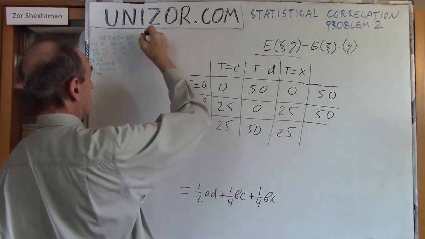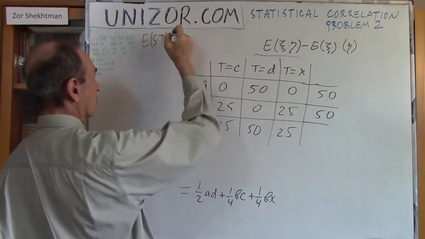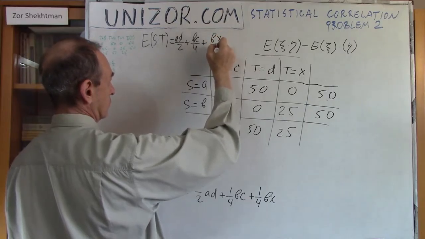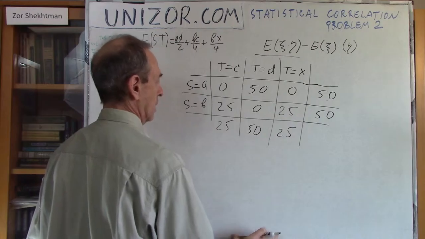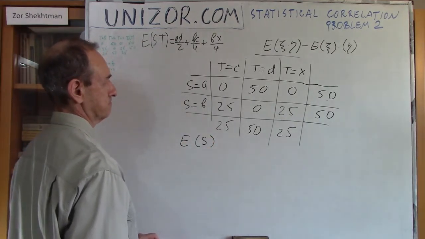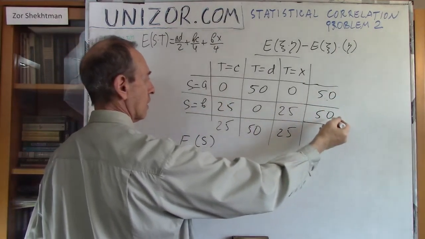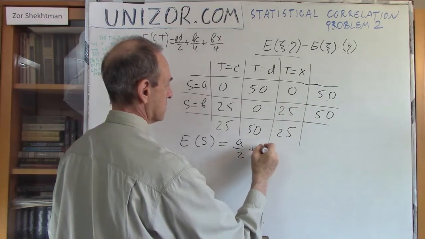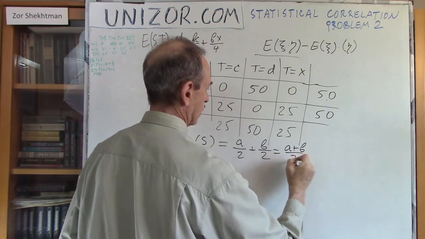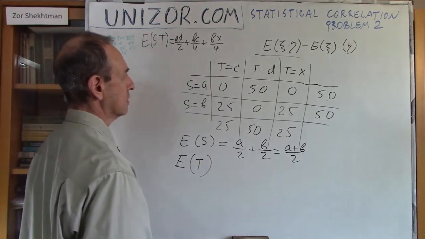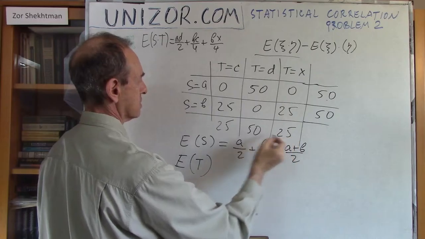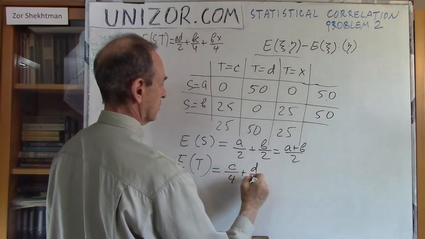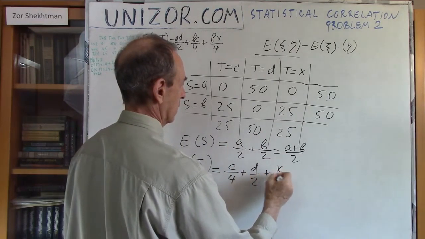Let me write it down here. So the expectation of S times T is equal to AD over 2 plus BC over 4 plus BX over 4. Okay. Now, what is the expectation of random variable S? Well, we know that it takes two values, A and B, each occurring in 50 out of 100 cases. So this is equal to A times 50 over 100, which is A over 2, plus B over 2, or (A plus B) over 2. Now, what is the expectation of random variable T? It has three different values, and these are the probabilities, right? So that's C divided by 4 plus D divided by 2, 50 over 100, and X divided by 4.